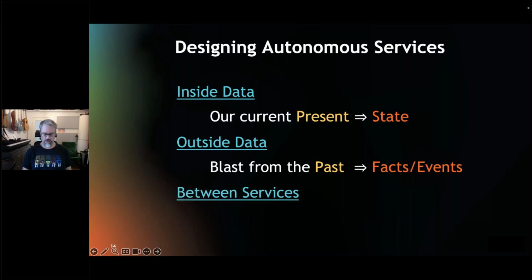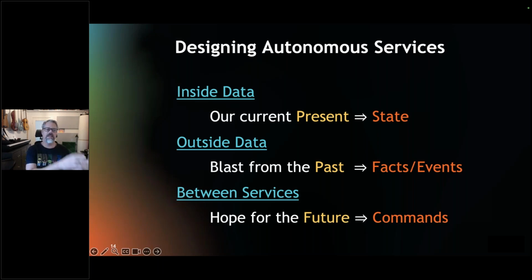And then between the services, it's what he calls, almost poetically, hope for the future. That's our commands, our requests. It's when someone is asking someone else to do something. It's really hope for the future because commands and requests can always be rejected. They can get dropped, there can be network failures, they might never make it to the recipient, content can be garbled along the way, etc.